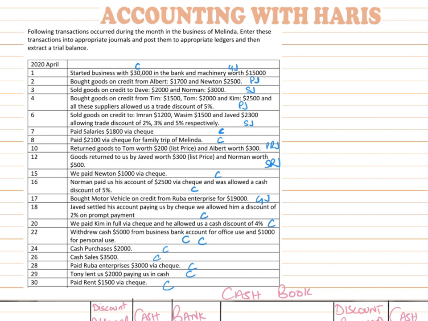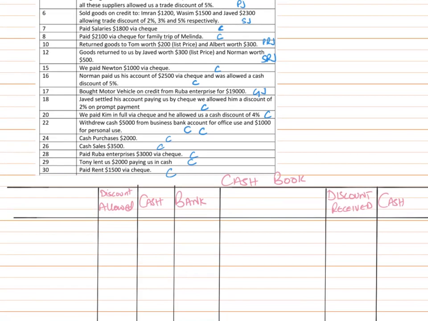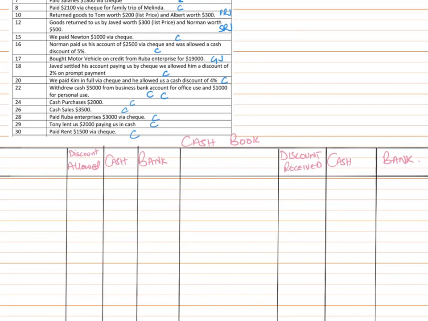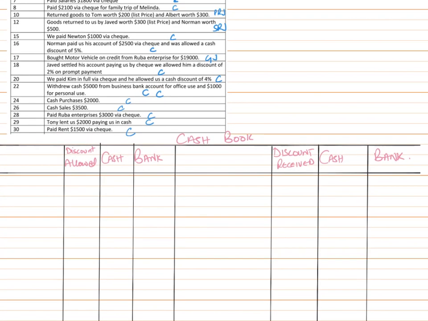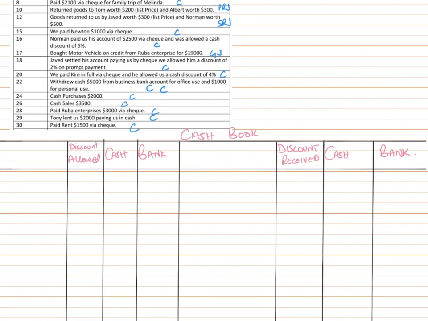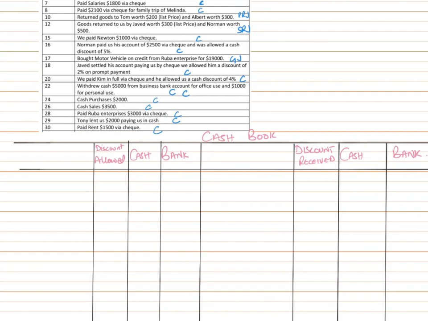Before starting off with the cash book, you should know this is the format that you have to follow for a 3-column cash book, because the discount is also involved in this question. 3 columns on both debit and credit side. So in order to ease off, all this which I am highlighting with red is debit side, and all this which I am highlighting now with green is credit side.